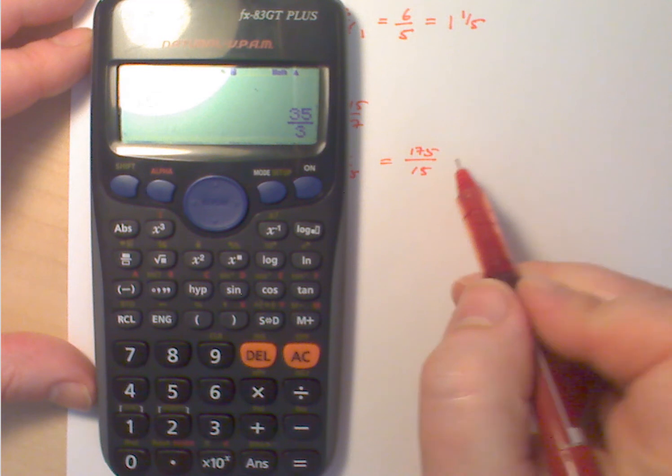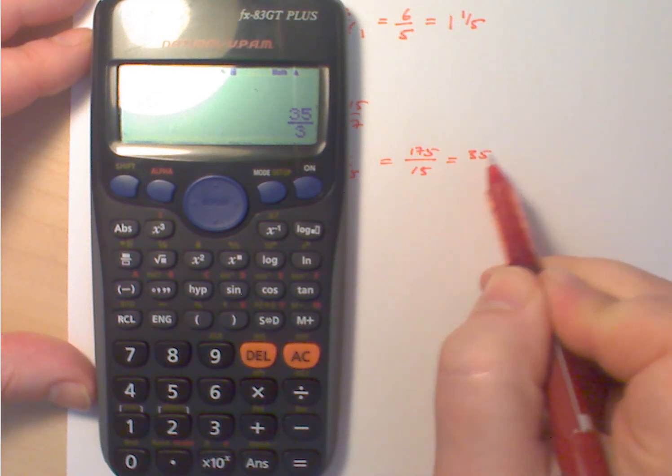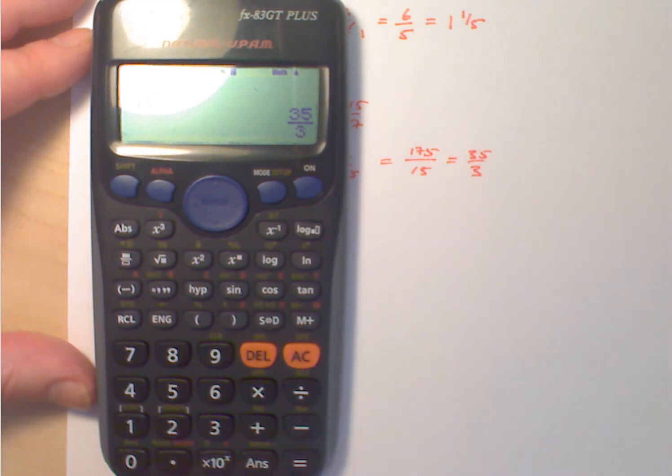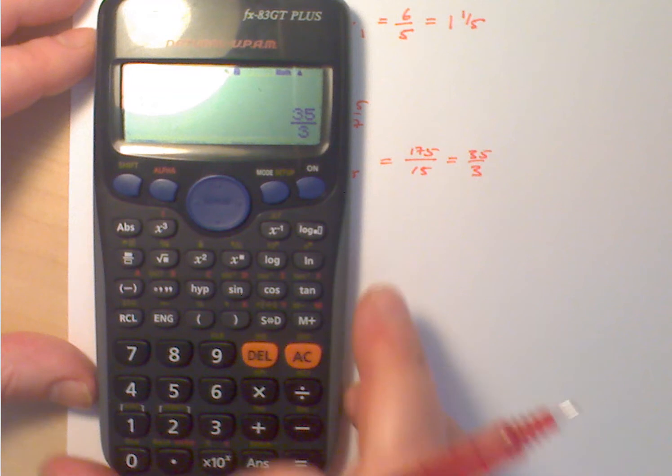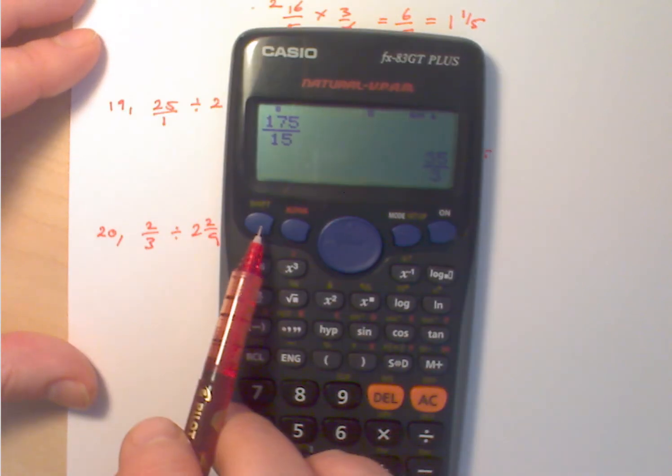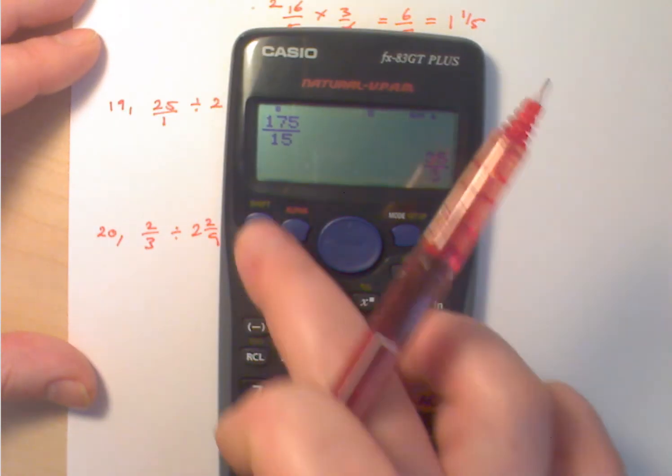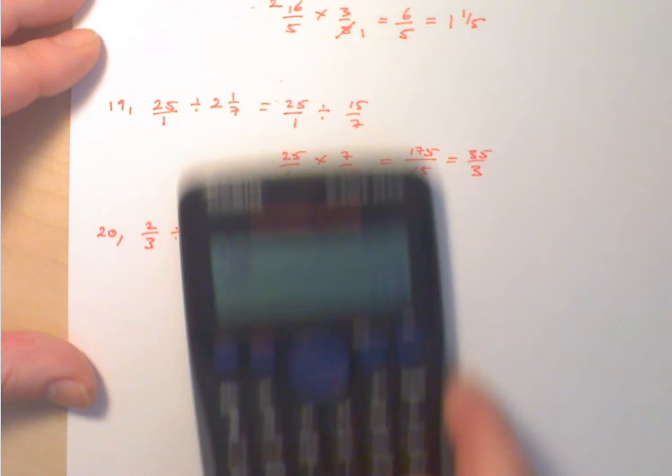I'm going to show this working out here. And then to change it back into a mixed number, remember it is shift, and then the SD button. So shift and the SD button gives me 11 2/3.